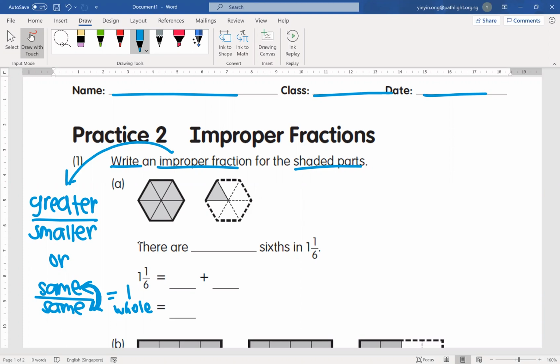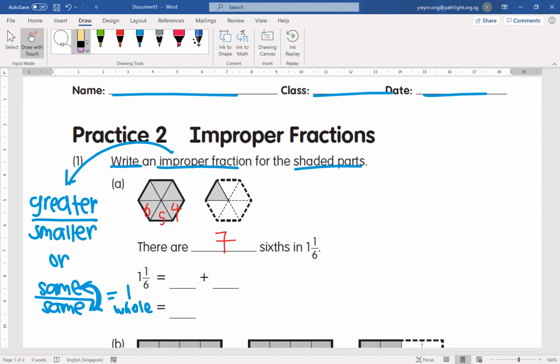So now let's take a look at 1A. There are how many sixths in 1 and 1 sixth? So we can actually count as 1 sixth, 2 sixths, 3 sixths, 4 sixths, 5 sixths, 6 sixths, and 7 sixths. Okay? Or we can also write it in an equation form.